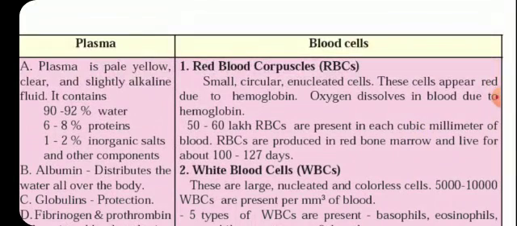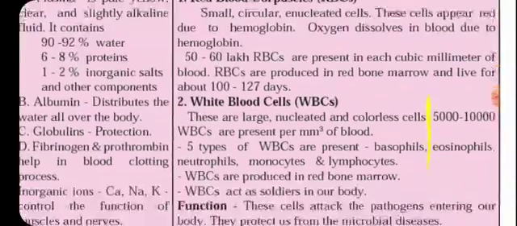Red blood corpuscles are small, circular and nucleated cells. These cells appear red due to hemoglobin. Oxygen dissolves in blood due to hemoglobin. 50 to 60 lakh RBCs are present in each cubic millimeter of blood. RBCs are produced in red bone marrow and live for about 100 to 127 days.